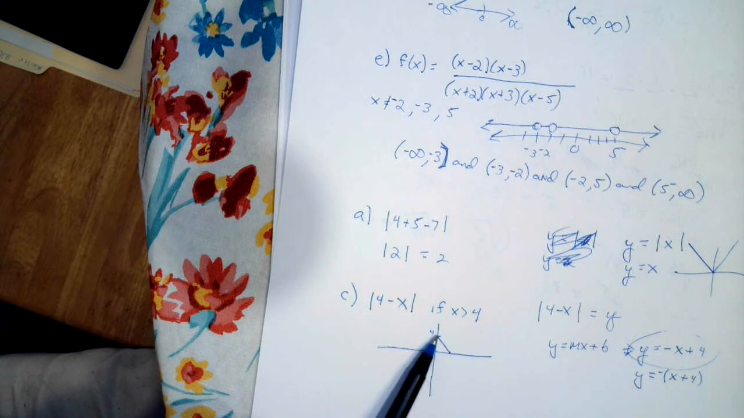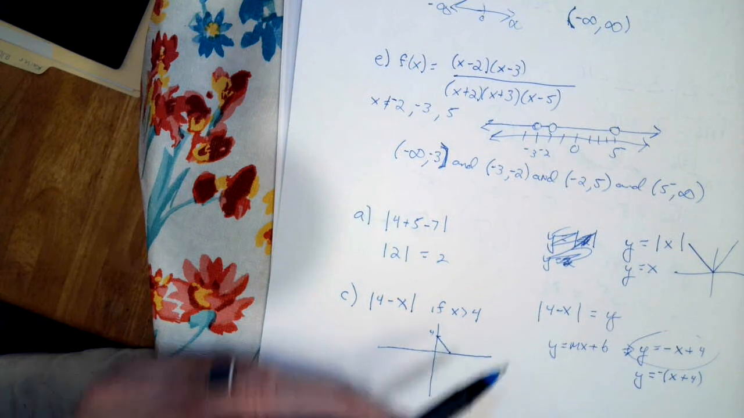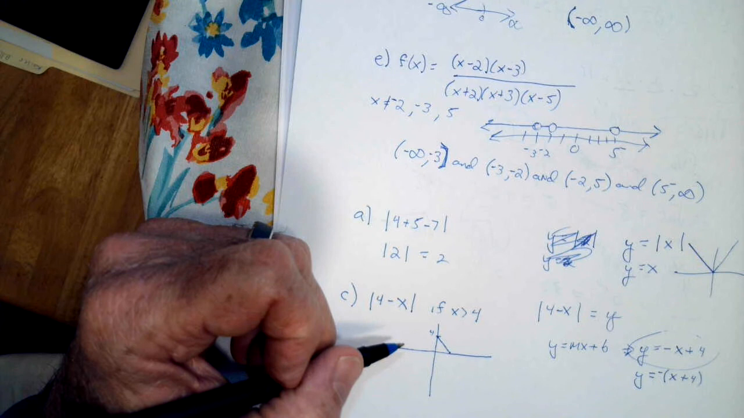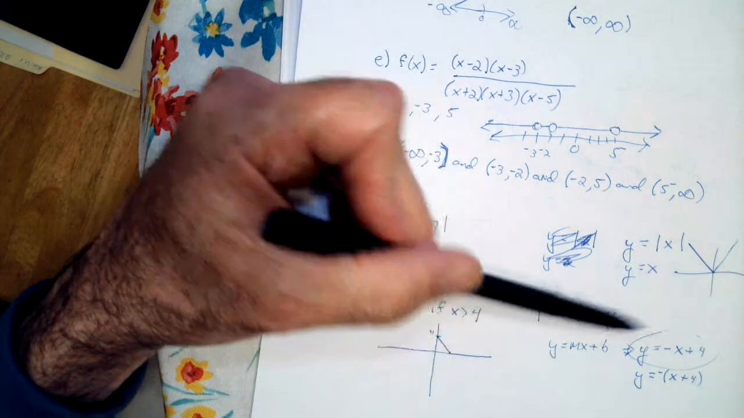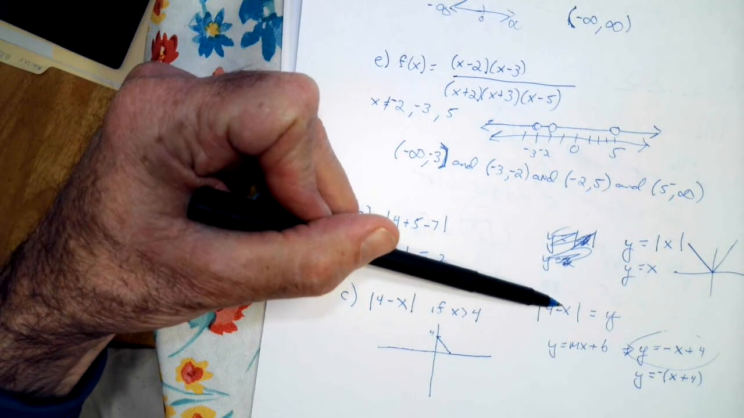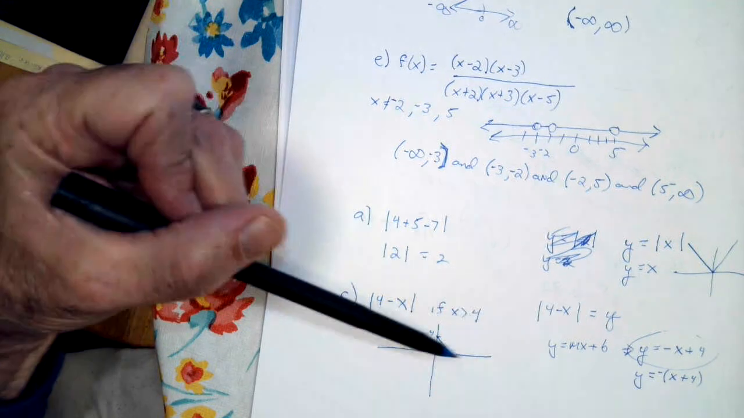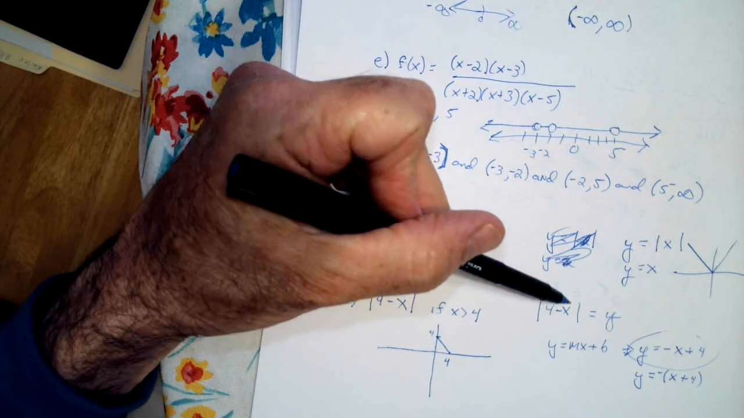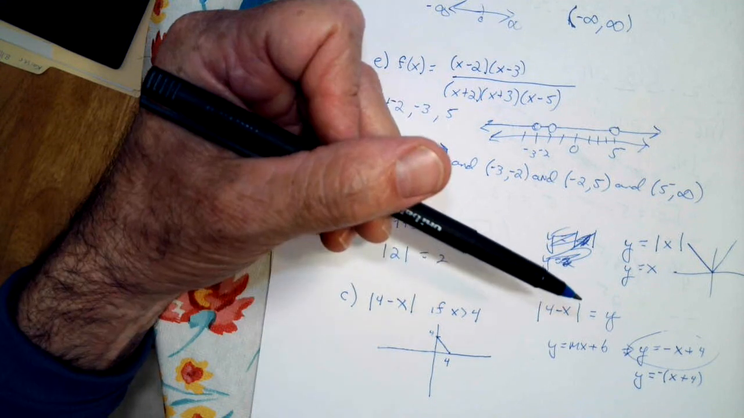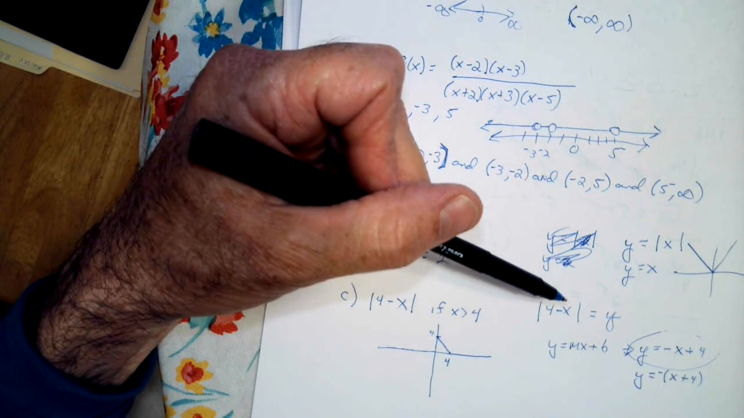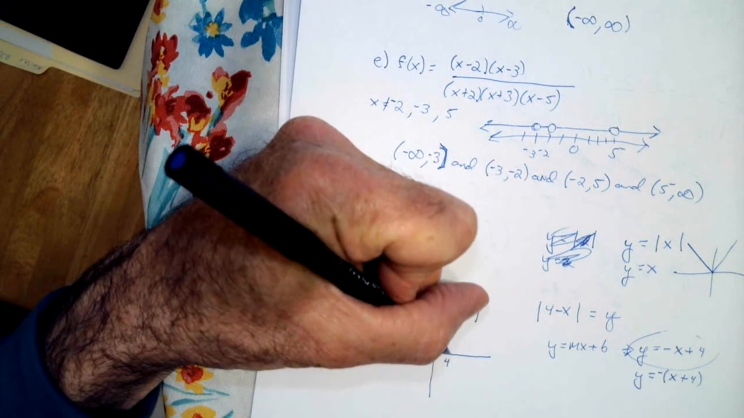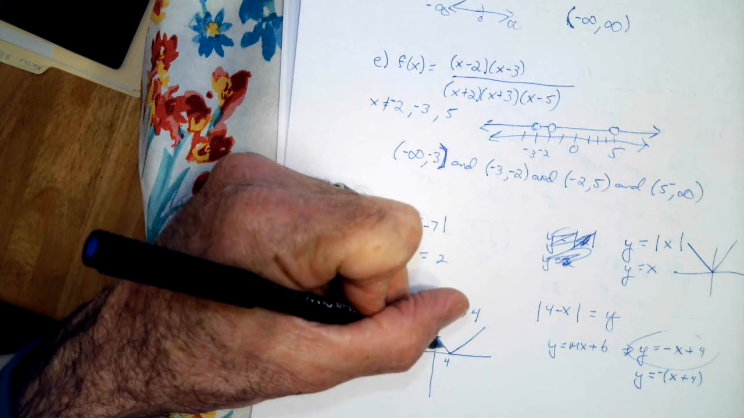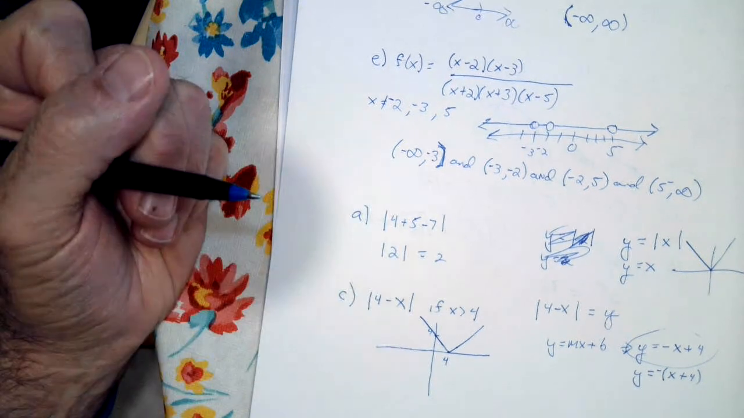So if X is bigger than 4, what's that going to do? Well, if X was 4, look what happened. What's 4 minus 4? 0. So at X is 4 here. What about if X is 5? What's 4 minus 5? Well, it's -1. The absolute value of that is +1. It's going to go up, start going up this way. So what this graph is going to look like is this.